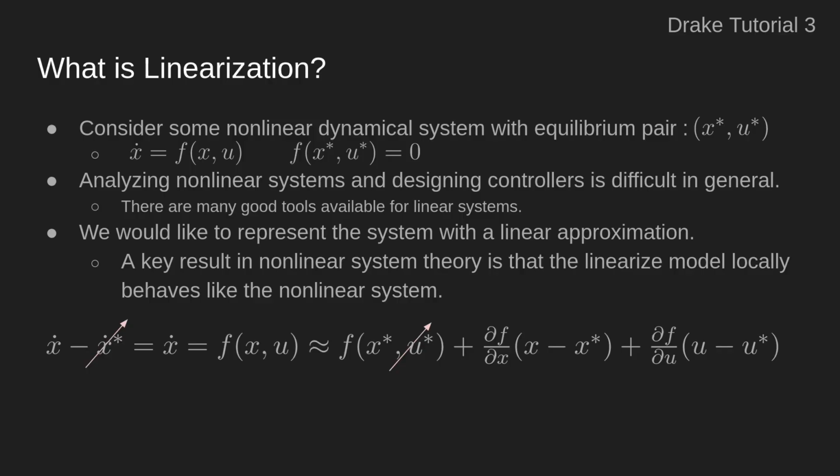Since x star and u star are an equilibrium pair, f of x star, u star is 0, and we're left with df dx times the error x minus x star plus df du times the virtual control u minus u star. Of course, df dx and df du are just matrices, so we end up with a linear time-invariant state space model. While we can calculate these Jacobians by hand, we can also use Drake to linearize the system for us and return the matrices A and B.